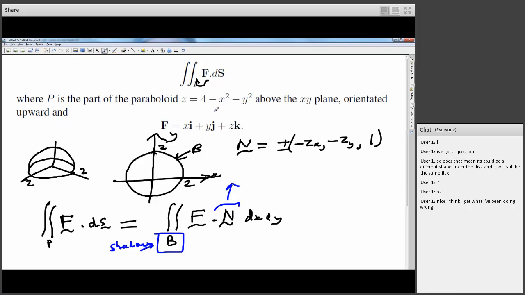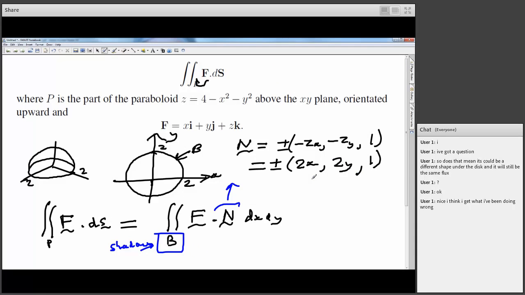So in this case, we've got z at the top, so we can work it out. So z_x would be minus 2x. So minus that would be positive 2x. Same thing for minus z_y, which gives you positive 2y, and the 1 just sticks around. So that's what the normal is going to be.